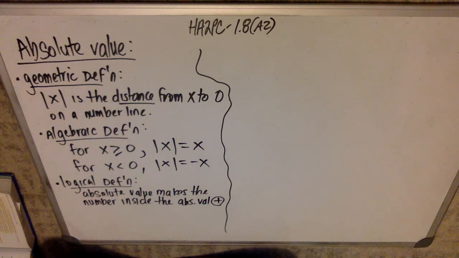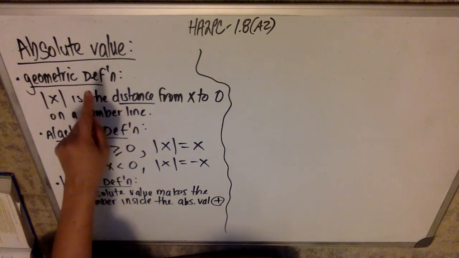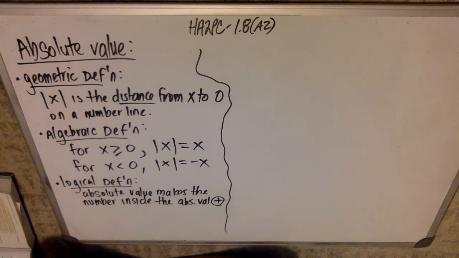So we're going to talk a little bit about the physical definition, like the geometric definition, and DEF apostrophe N is a mathematical abbreviation for definition. It's legit, it's not just a Hoganism. The algebraic definition, and then sort of the logical definition that you've understood most of your lives about how to use an absolute value, or at least for the last several years of your math life.